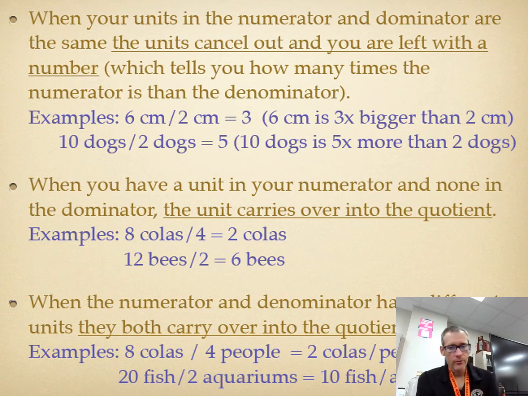Now, when there is a unit in the numerator and none in the denominator, the unit carries over. So, for example, 8 colas or 8 sodas divided by 4 is just 2 colas. Or 12 Bs divided by 2 is 6 Bs.